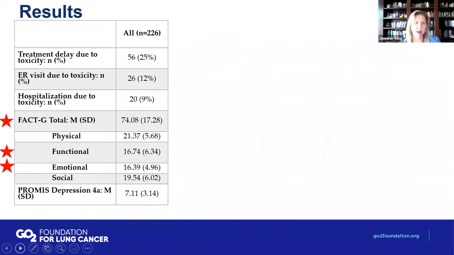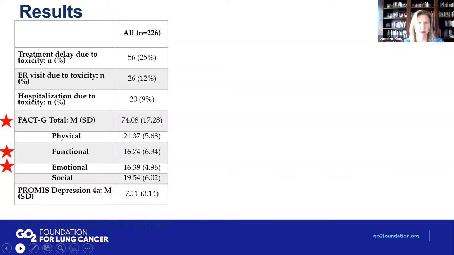Next slide. And this is really the important takeaway here: on these drugs, what we found in our real world examples, and remember, these are not the generally healthier patients who usually are enrolled in clinical trials, we saw roughly 10% had an ER visit or hospitalization due to toxicity. A full quarter of them had a treatment delay. And when we looked at a validated quality of life scale called the FACT-G, we could see that there was a decrease in emotional functioning, physical functioning, and the overall functioning in these patients compared to historical normative data on both healthy adults as well as cancer patients. So patients were definitely being impacted by the side effects from these therapies.